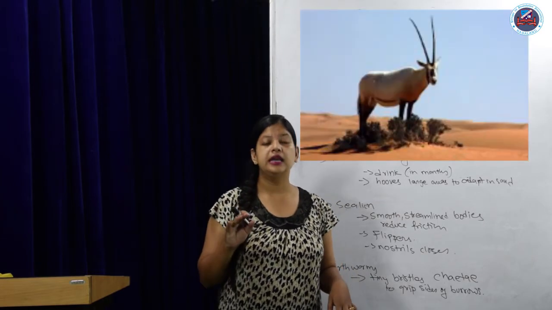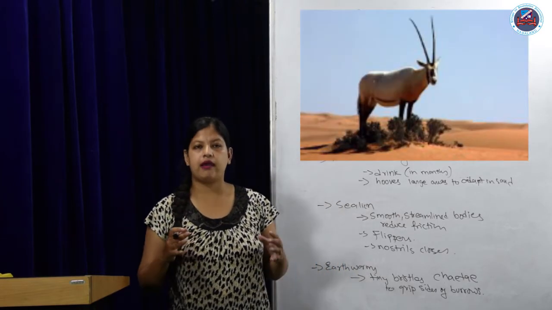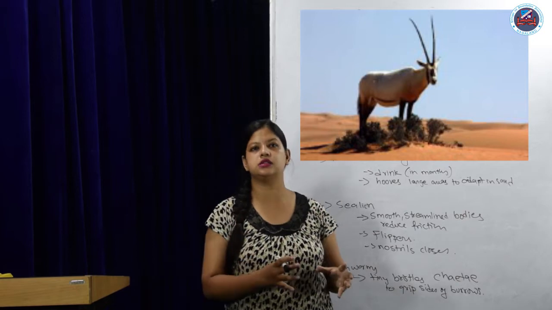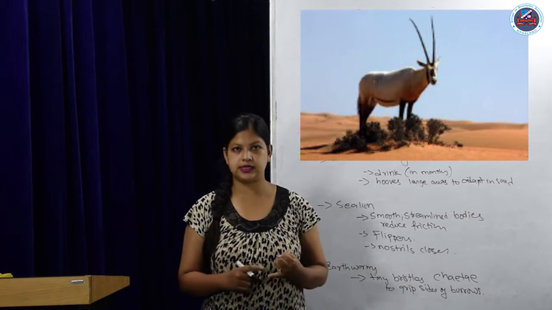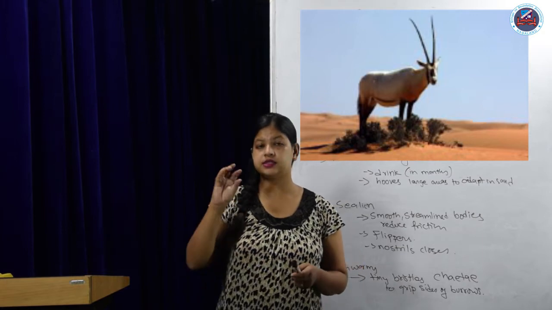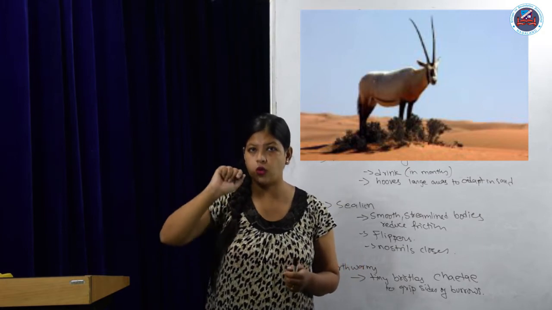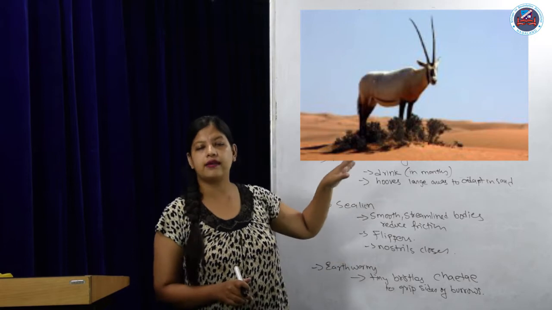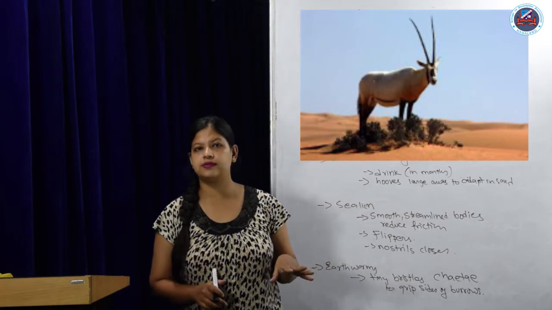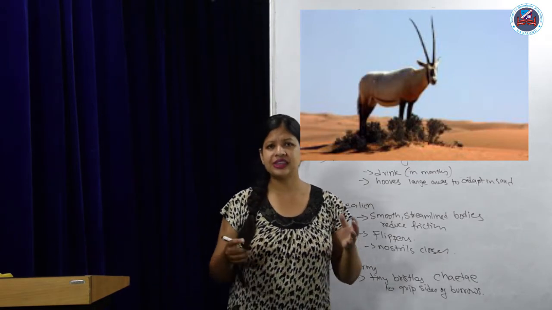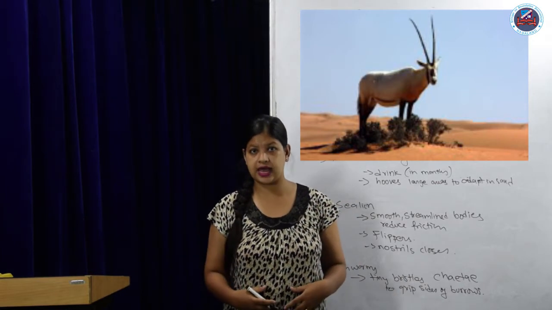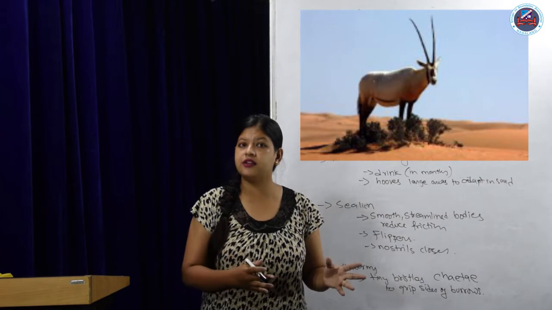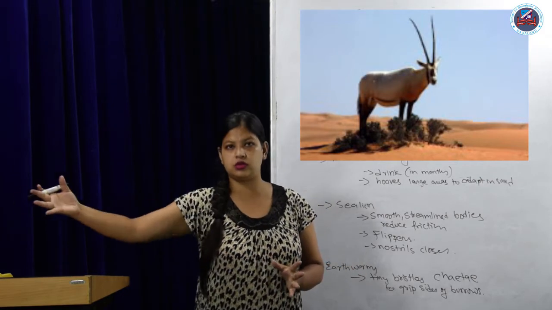For example, the Arabian oryx. The Arabian oryx lives in desert areas. In desert areas, you know that water is very scarce, first thing. And there is sand. Sand is very difficult to walk on also. So how does the Arabian oryx overcome that difficulty? It will try to drink lots of water at a go. They can live without drinking water for a month also.